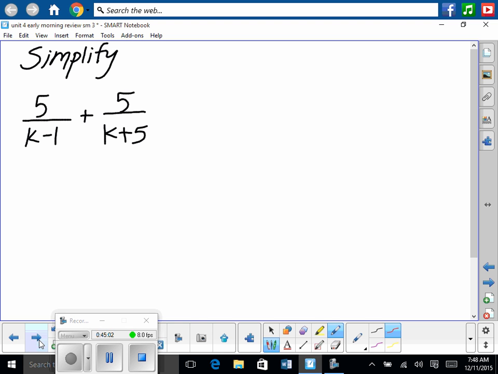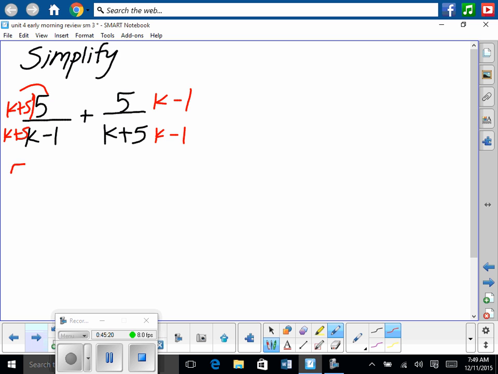We're adding these, so you have to get a common denominator. You can't magically make this 5. That's one of your most common mistakes. You have to multiply by the full thing. So I multiply by k plus 5, k plus 5. I multiply by k minus 1, k minus 1. Look at your bottoms. Are they the same now? Okay, so now we will distribute that through.